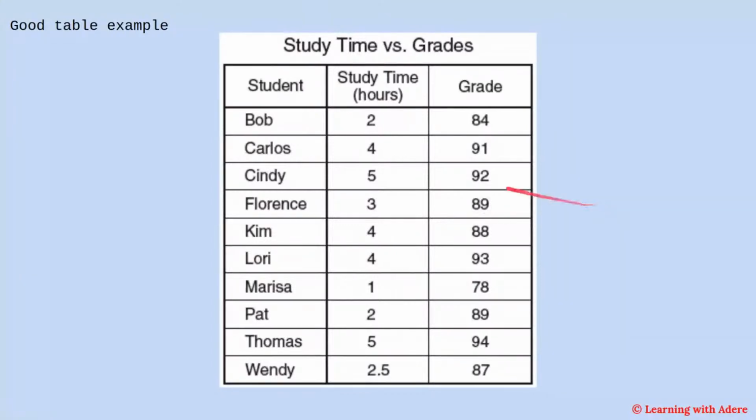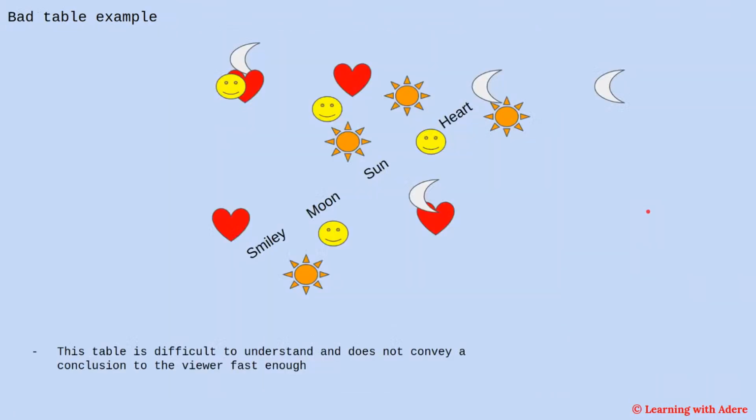Okay. Moving on. So that's a good table example. This is what we want our tables to look like. We quickly analyzed the data in the table and we understood it clearly.